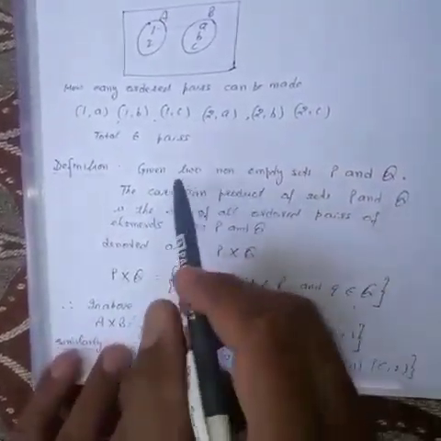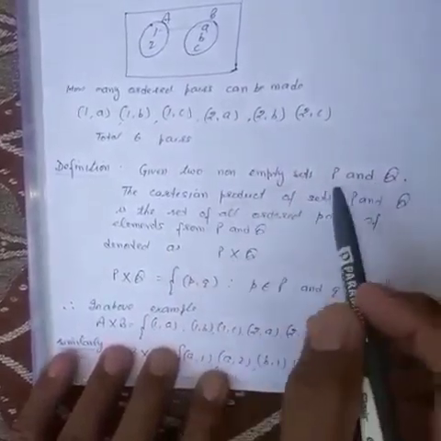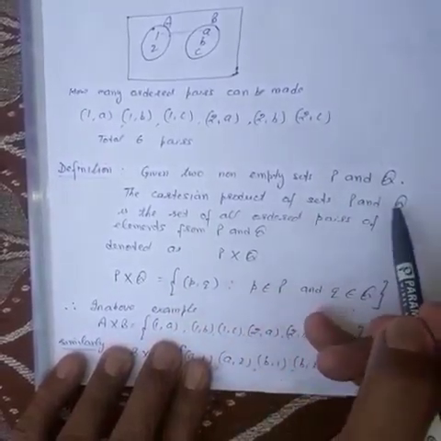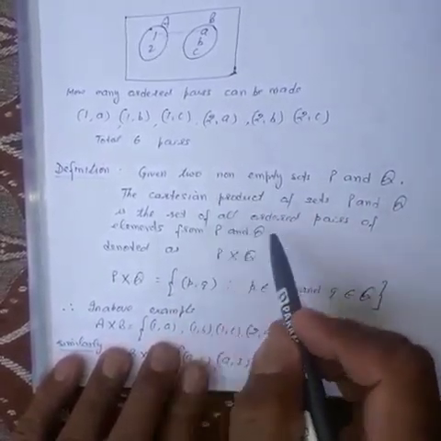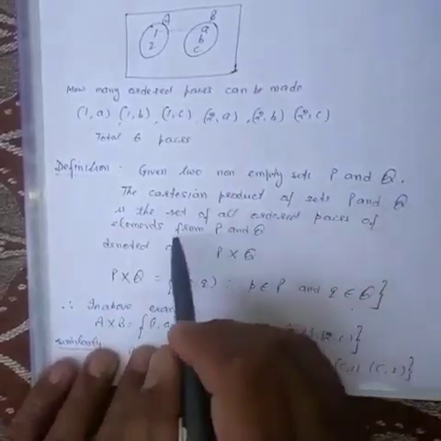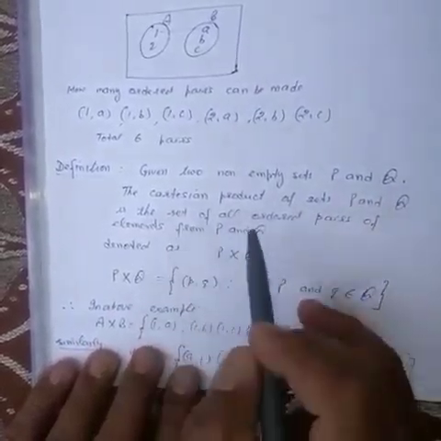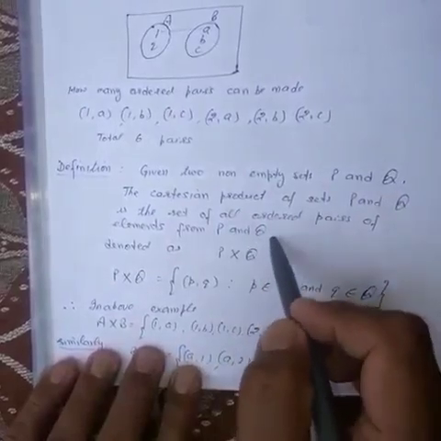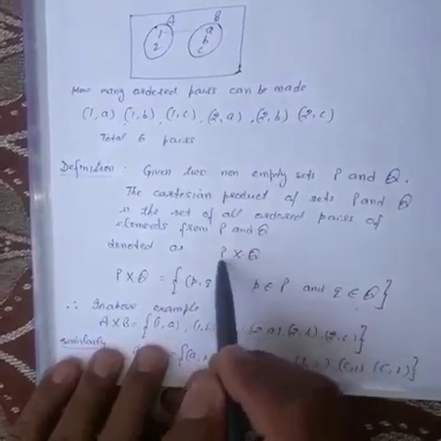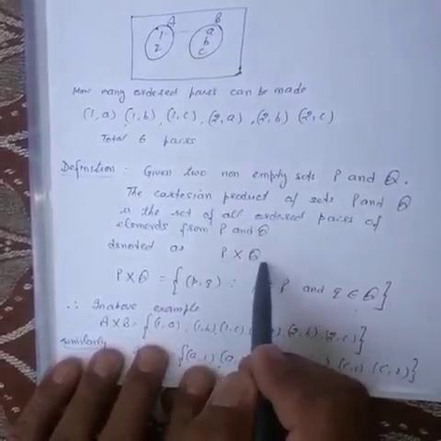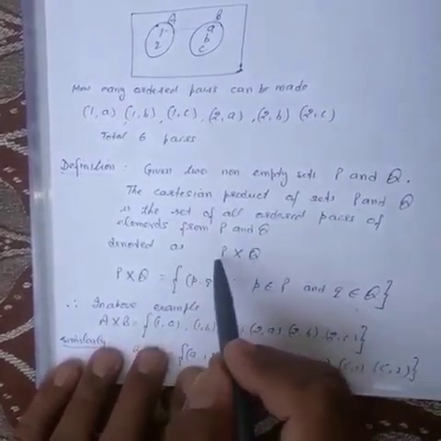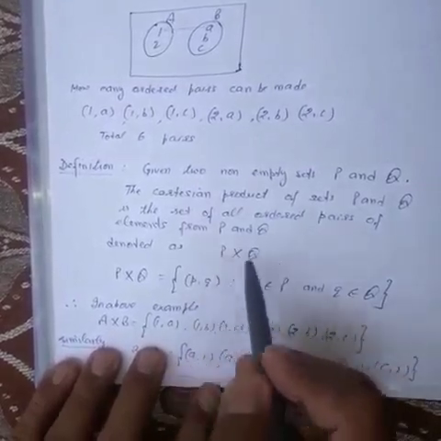So if the given two sets are non-empty, let P and Q be two non-empty sets, then the Cartesian product of the sets P and Q is the set of all ordered pairs of elements from P and Q. So this is the Cartesian product definition. This is a set of all ordered pairs from P and Q, and it will be denoted as P cross Q. This is not simple multiplication. We are not multiplying these two. So it is a symbol which represents the Cartesian product.